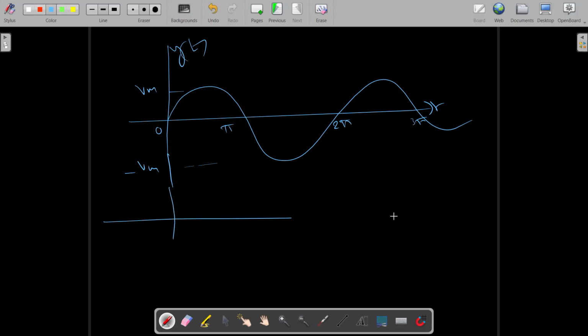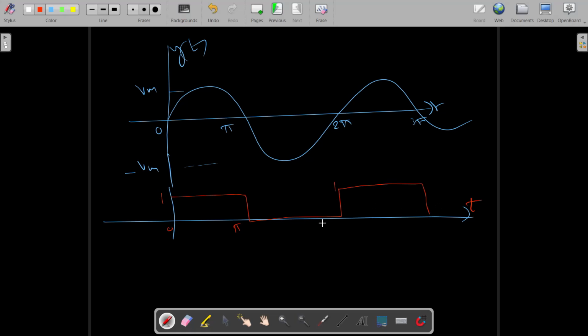So take one more signal with a different color. This is t with pulses. So it's a pulse signal. It is 1 from 0 to pi, and from pi to 2 pi you take it as 0, and from 2 pi to 3 pi, take it as 1 once again and repeat. So this pulse will repeat like this.